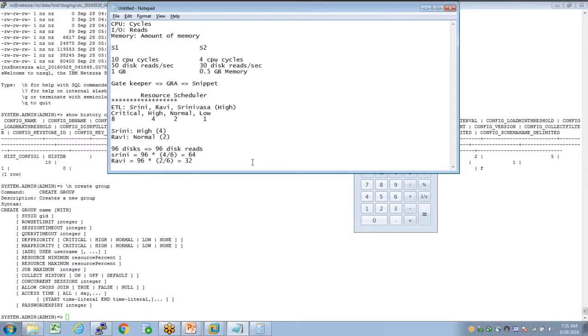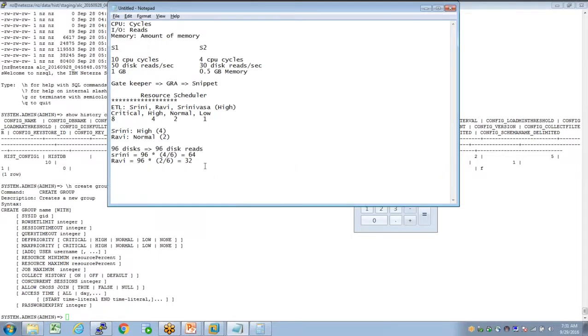Now there is some other concept called maximum priority. What do I mean by maximum priority is I can create a user like this. Create user Srini, default priority as high. Maybe I can create this guy Ravi, default priority normal, max priority as high. The point is, by default Ravi is only a normal user, but if none of the other guys are sharing the system resources, he can get promoted till high. You see what I'm saying?